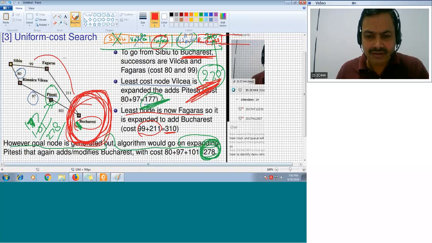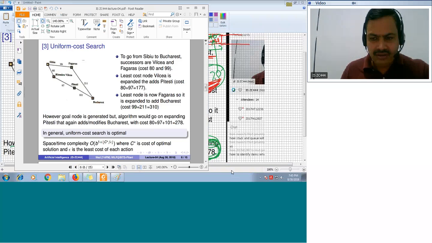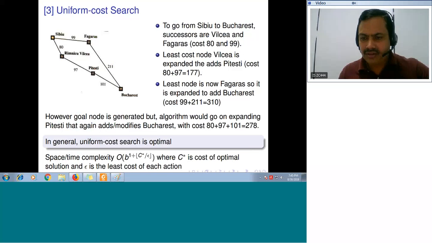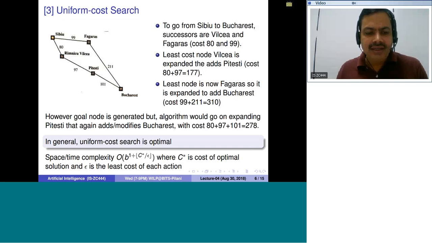Is it clear? Can anybody tell yes? Is it clear? I just told you that although Bucharest was generated earlier, we have not reported that as the answer, because at a later point of time something came and reduced its value, and therefore we got the better path. In general, this kind of uniform cost search is optimal. Optimal means it gives you the minimum answer. If a minimum answer is available, then it would give that answer.